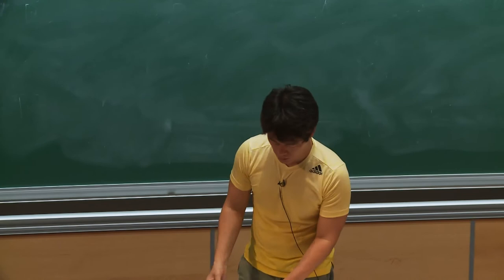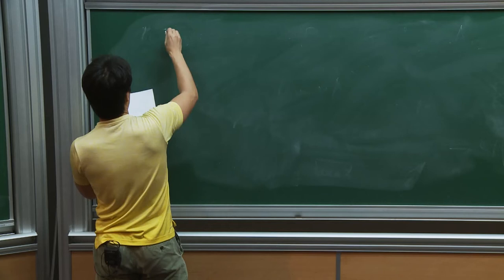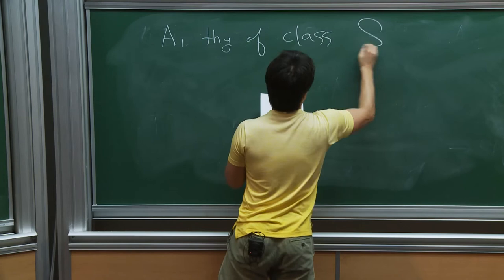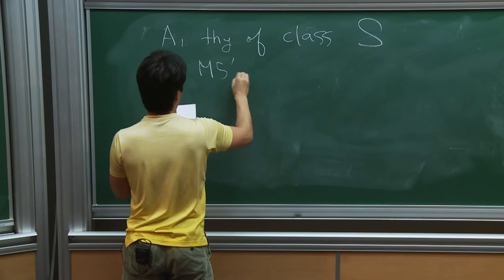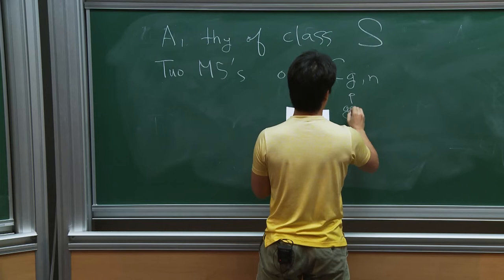I will not be very quantitative because I don't have much time. But basically, I want to consider A1 theory of class S. And this corresponds to two M5 branes, or six-dimensional N=(2,0) theories, on a punctured Riemann surface C_{g,n}, where g is the genus and n is the number of punctures.